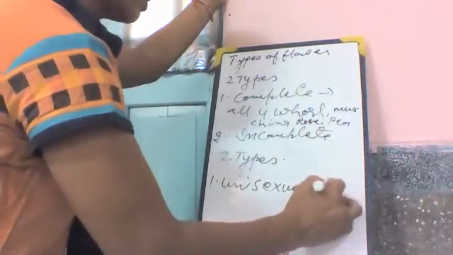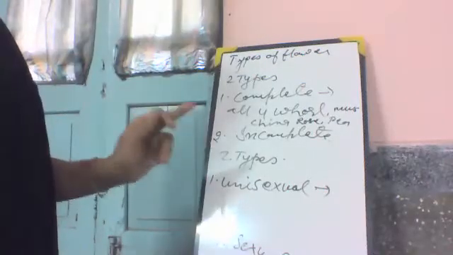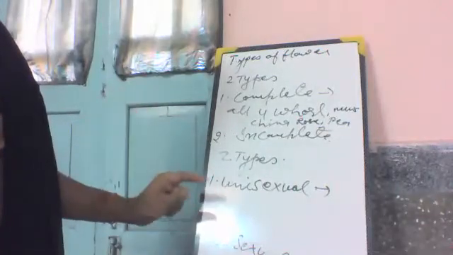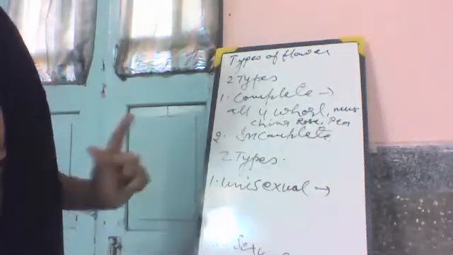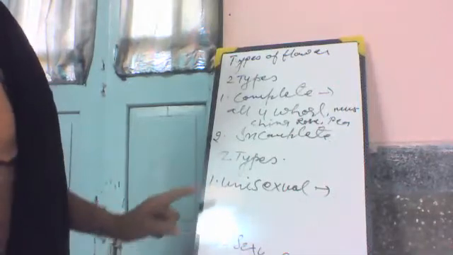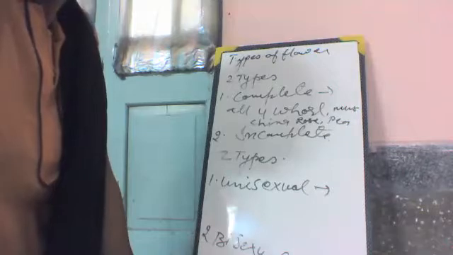Unisexual means it has either androecium or gynoecium. Only one thing is present in unisexual. See, a plant that has either the pistil or the stamen, any one is present and one is absent. This type of flower is called, yes, tell me.